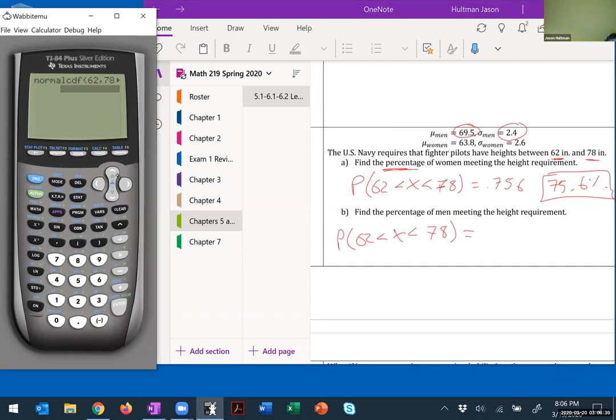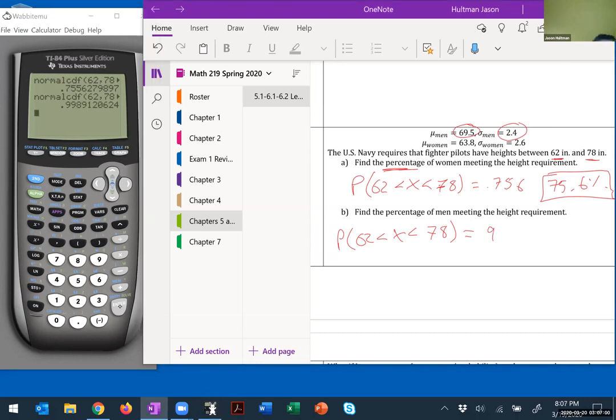So I'm actually just going to go up here and hit enter and it'll copy and paste it for me. And I'm going to use the 69.5 and the 2.4. And that gives me 99.999, which is 99.9% of men are going to meet that height requirement.